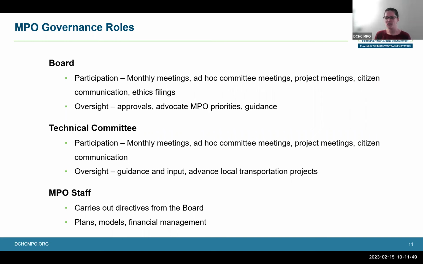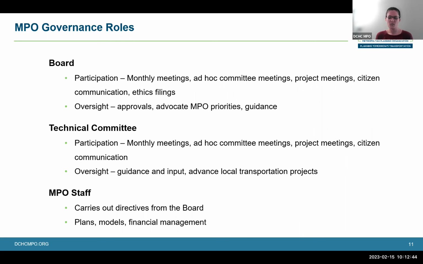For the board and the technical committee, you have similar levels of participation. So monthly meetings, there are also committee meetings that can happen based on requirements and things that need to be discussed. You also have other project type meetings, you have citizen communication. So making sure that any decisions that are being made or discussed, you talk about with the citizens of those areas. As I mentioned before, the board does have that ethics filing requirement as well. For oversight from the board side, they approve the decisions for the MPO. They advocate MPO priorities and provide guidance. The technical committee also provides guidance and helps advance local transportation projects.